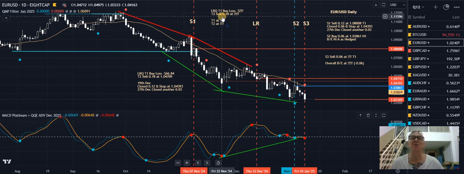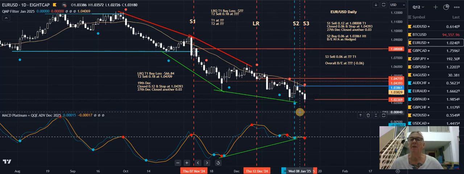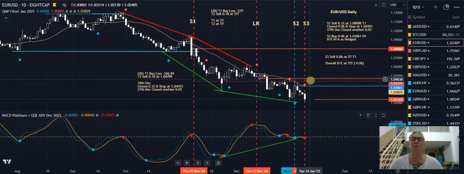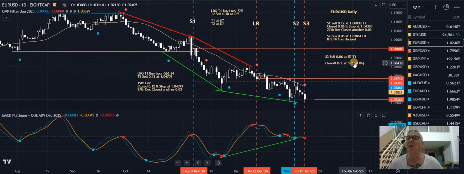And trade 2 will be a sell for 0.18 at whatever. And I'll have my target 1, target 2. But I could do an overall break even and take these other trades into consideration. It'll reduce my overall break even.